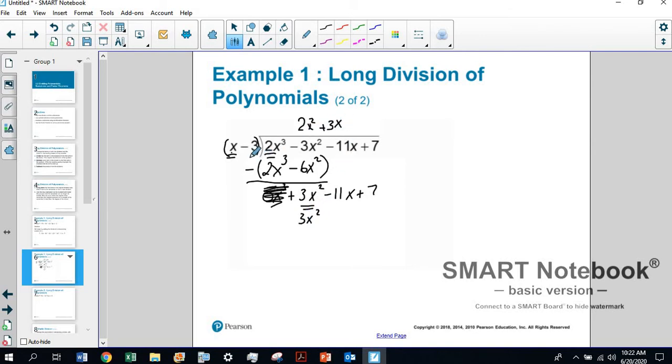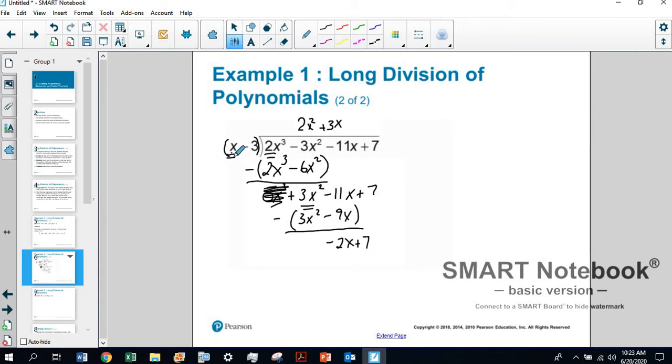And then if you distribute 3x times negative 3, you get negative 9x, and again, we're going to subtract the whole group. We did it correctly. This x squared becomes 0x squared, it cancels out. You get negative 11x minus negative 9. Negative 11 plus 9 is negative 2x plus 7, bring down the 7.